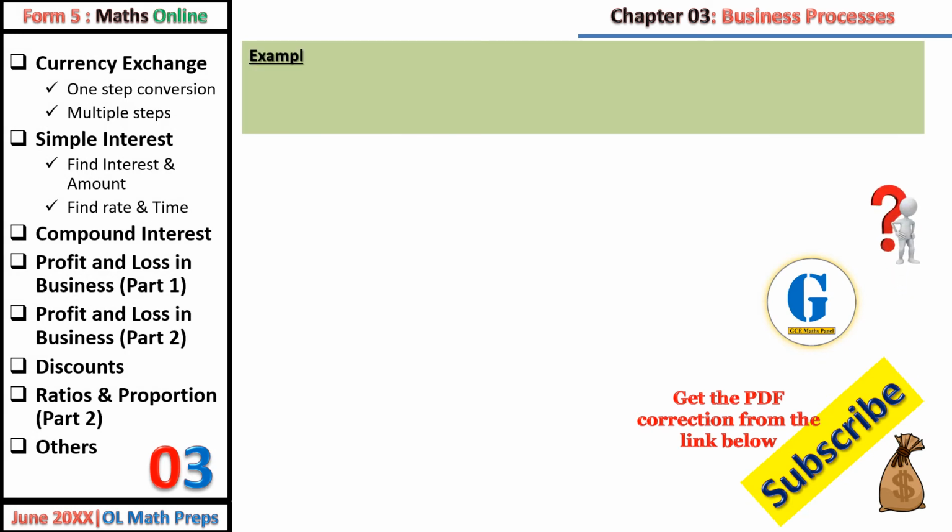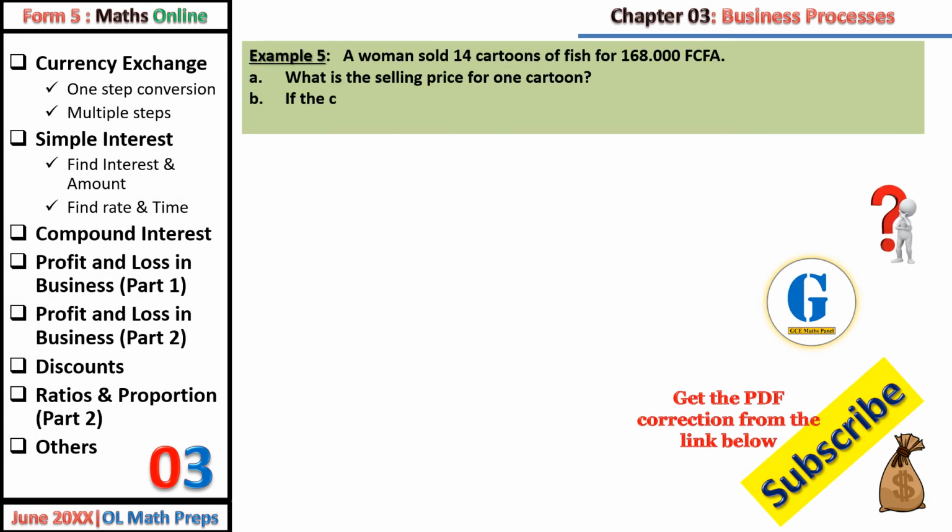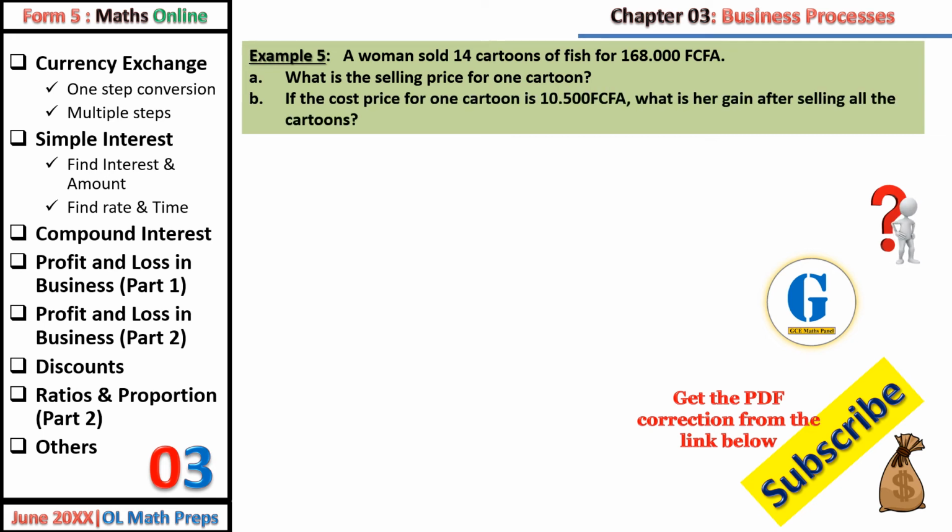Let's take a simple example to begin. A woman sold 14 cartons of fish for 168,000 francs. What is the selling price for one carton? And if the cost price for one carton is 10,500, what is her gain after selling all the cartons? So in this part 2, we are looking at a bit longer questions. So 14 cartons were sold for 168,000.